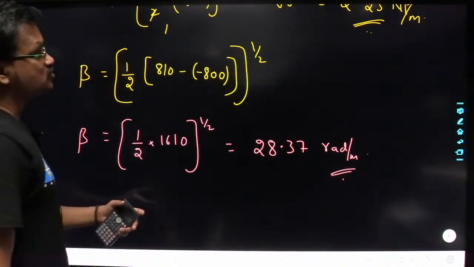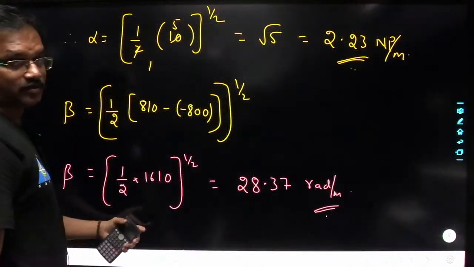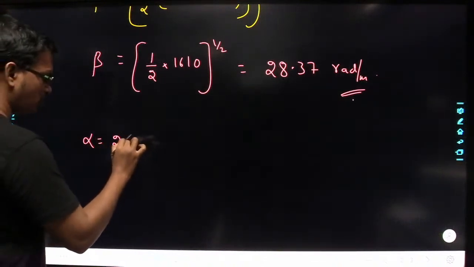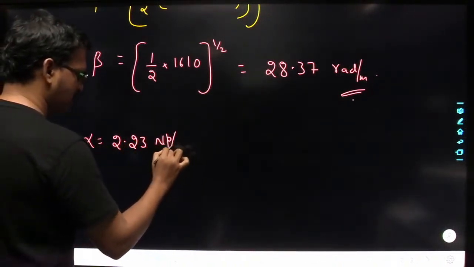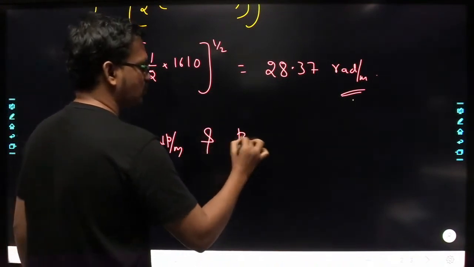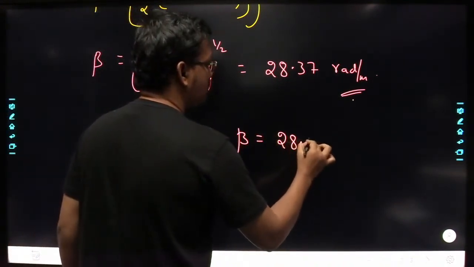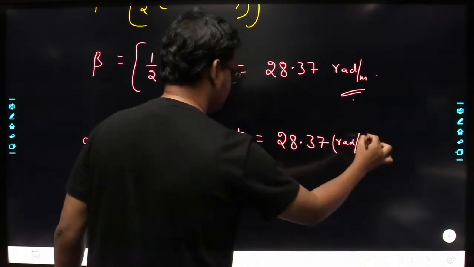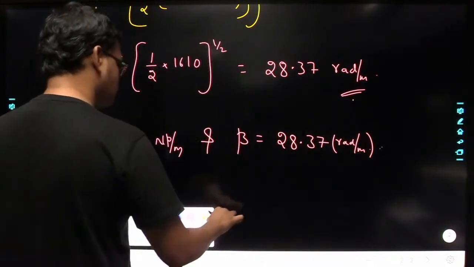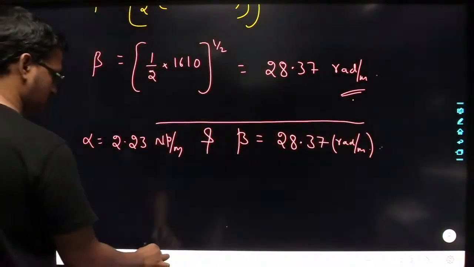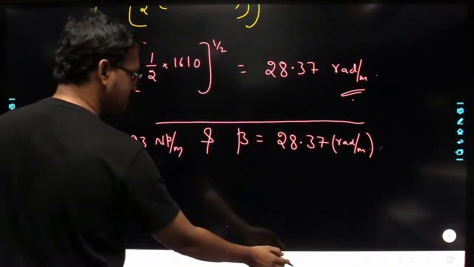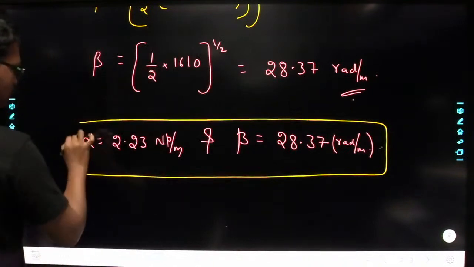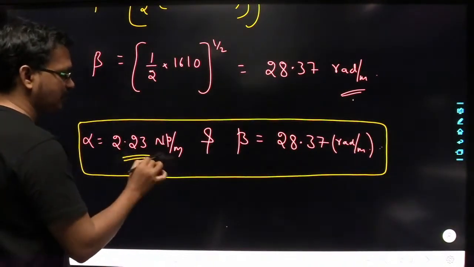Yes or no? Okay. So therefore we got the alpha value as well as the beta value. So alpha is equal to 2.23 Nepers per meter. And beta is equal to 28.37 radian per meter. Okay, so these are the values we got for alpha and beta.